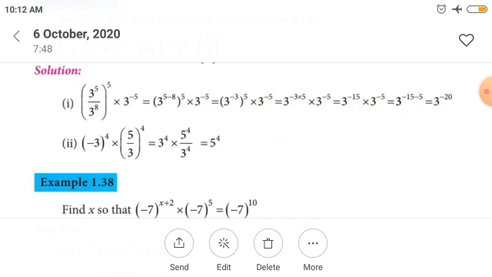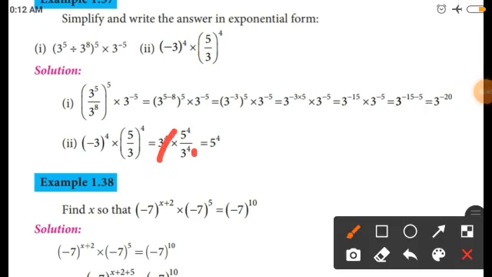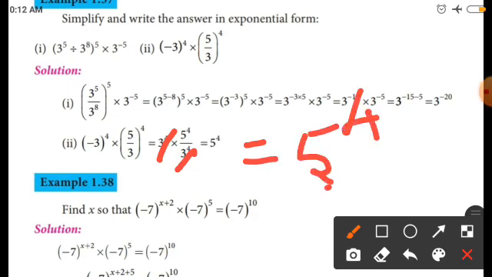Next, the second one: minus 3 to the power 4 into 5 by 3, whole to the power 4. The power 4 is even, so the value is positive. 3 to the power 4 into 5 to the power 4 by 3 to the power 4. The 3 to the power 4 terms cancel. The remaining answer is 5 to the power 4.